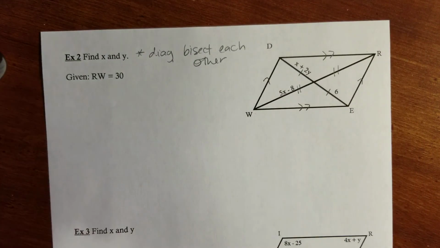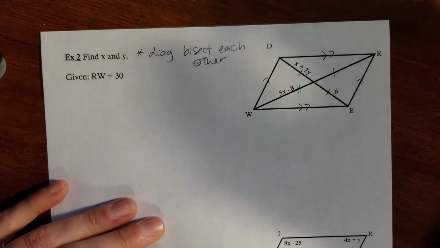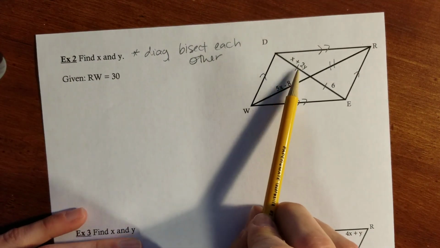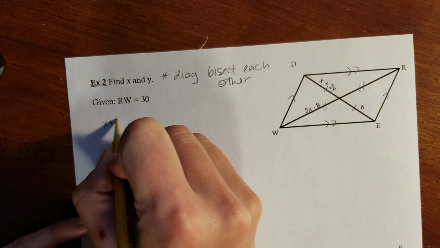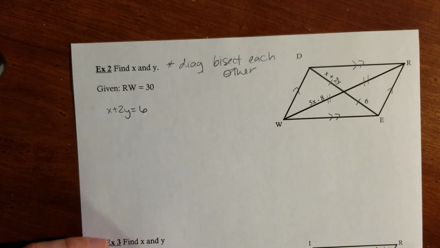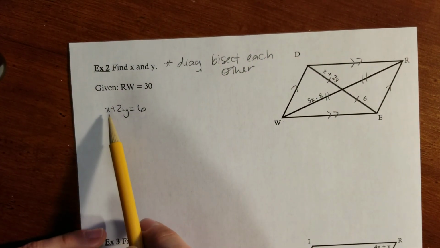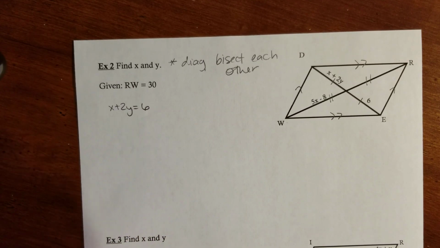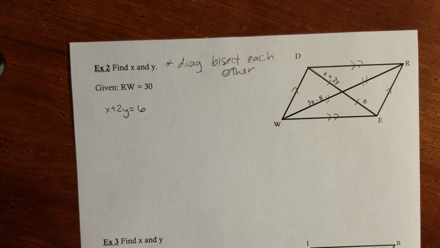All right, so if the diagonals bisect each other, what does that mean? So we already have them marked congruent, so that means x plus 2y is equal to 6. Now, this would be great if they were both x's or both y's, but I can't solve this right now because I have two variables. In order to solve two variables, we need to have two equations, and we don't have that yet.